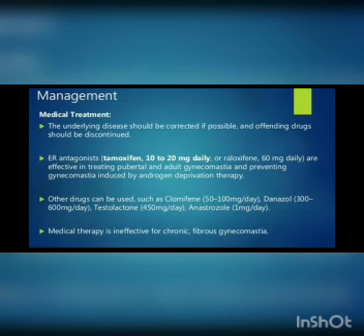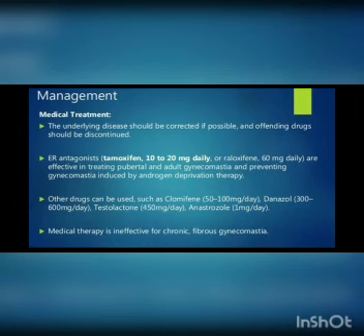Management. So the first management we will see is medical management. The underlying disease condition should be corrected if possible, and offending drugs should be discontinued. First we will see if there is any underlying disease condition, that means if gynecomastia is occurring secondary to any disease condition, so we should first treat the disease condition, then we should move further. And also we should check if the patient is consuming any kind of drug or alcohol. So first it should be discontinued.